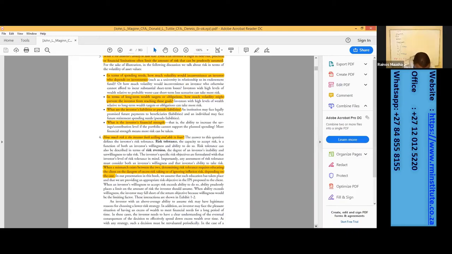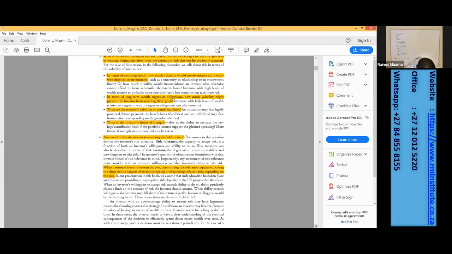So on section 4, on line number 8, they say, when a mismatch exists between the two, which is the willingness to take risk and ability to take risk, determining the risk tolerance requires educating the client on the dangers of excess risk-taking or of ignoring inflation risk, depending on the case.